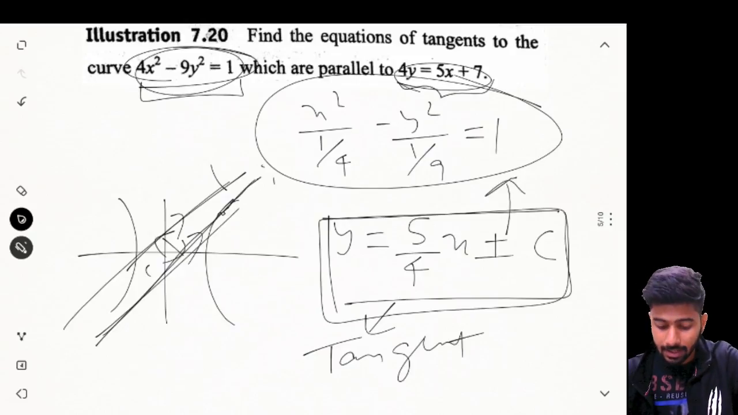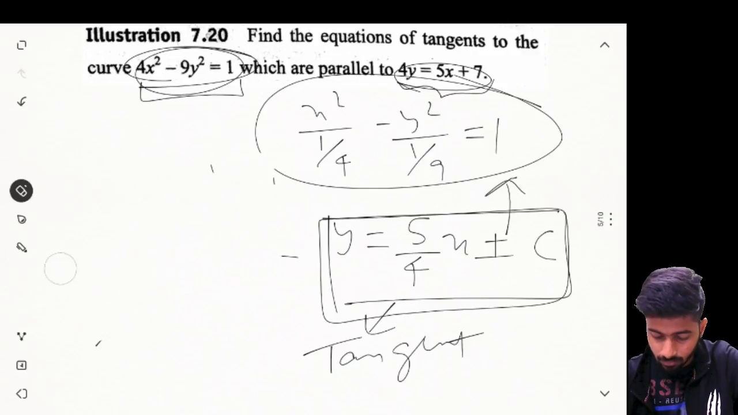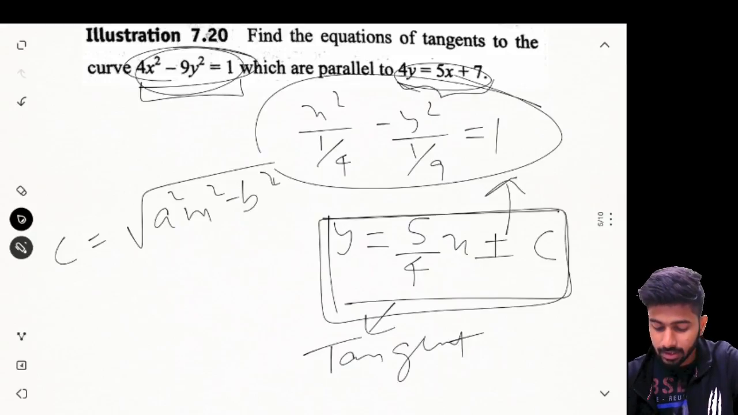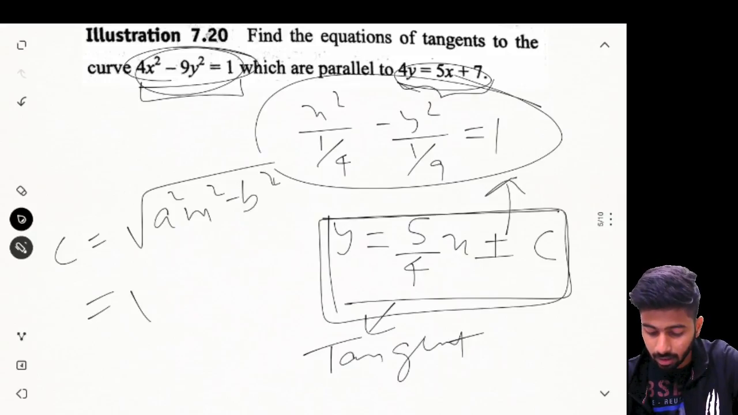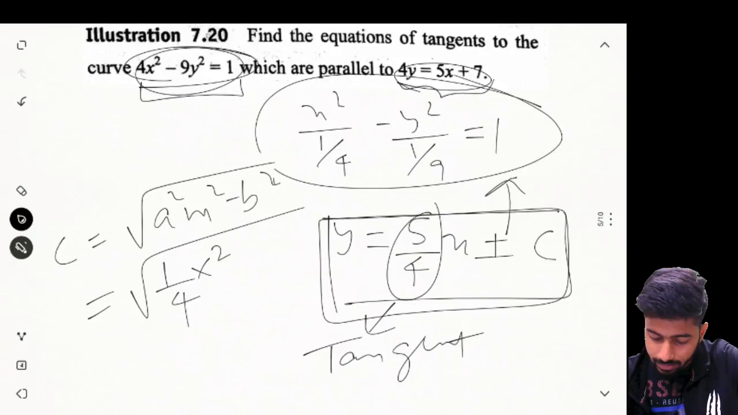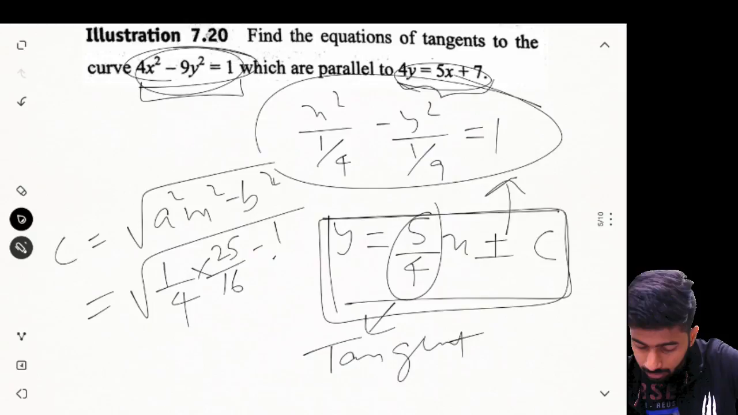If it has to be a tangent, what should c be? c has to be under root a square m square minus b square. It has to happen, otherwise the straight line is not a tangent at all. So what is your a square? 1 by 4. What is your m square? m is 5 by 4, right? So obviously your m square is 25 by 16 minus 1 by 9 is what you have.